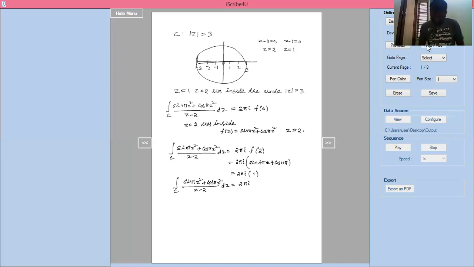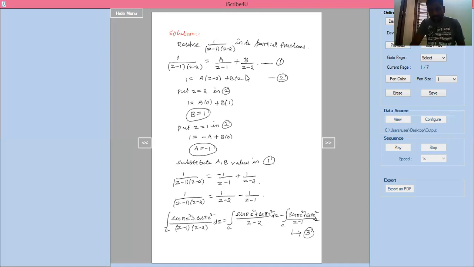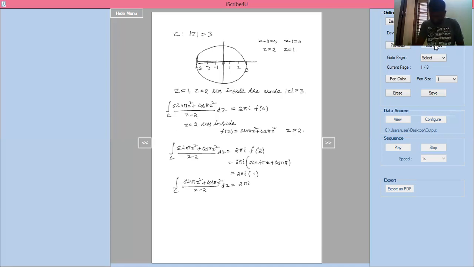Similarly, we'll take the second one. What is that second integral? The second integral is sine pi z square plus cos pi z square divided by z minus 1 into dz. This is the first one, equation number 4. Now, second one we'll take.